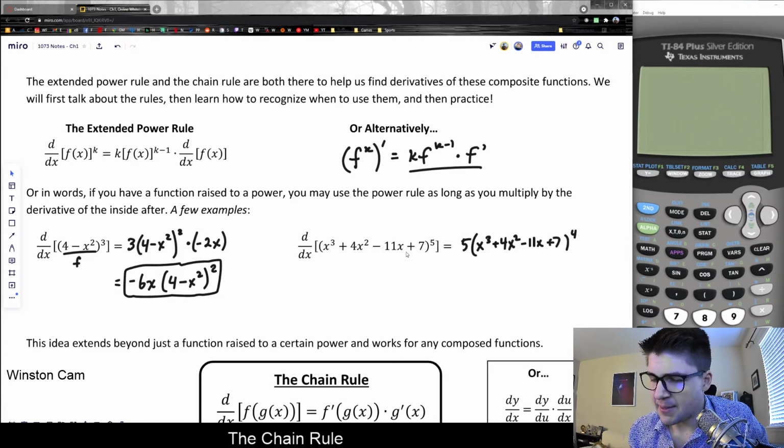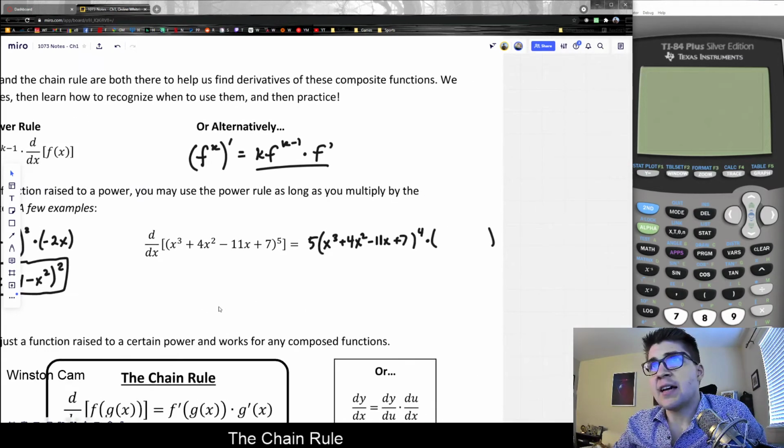And then the last step is I need to multiply by the derivative of the inside. So the inside here is x cubed plus 4x squared minus 11x plus 7. It's a polynomial, so I could just use the normal power rule. The derivative of x cubed is 3x squared. The derivative of 4x squared is plus 8x. The derivative of negative 11x is minus 11. And the derivative of 7 is 0. So differentiating all of the inside, I would have all this.